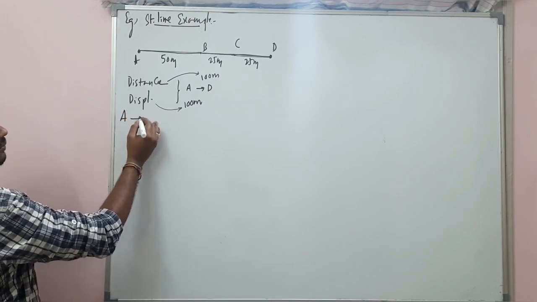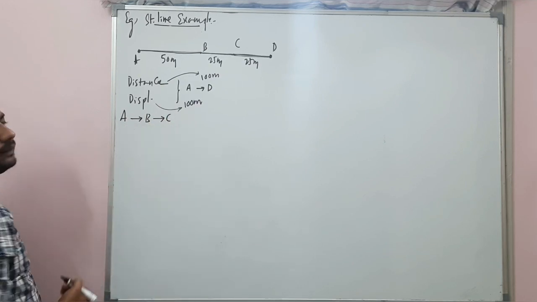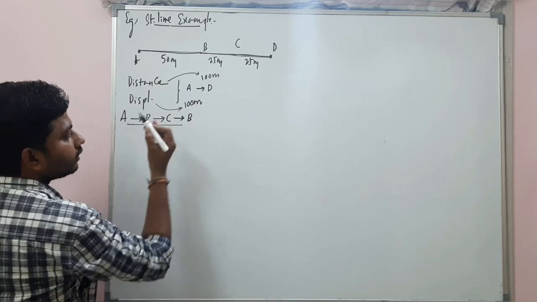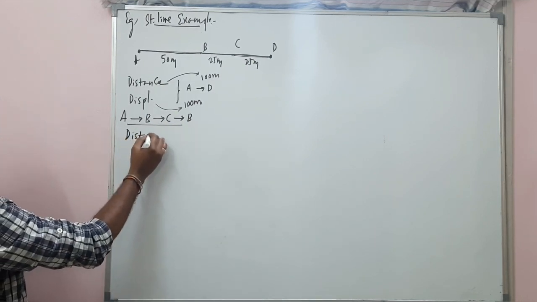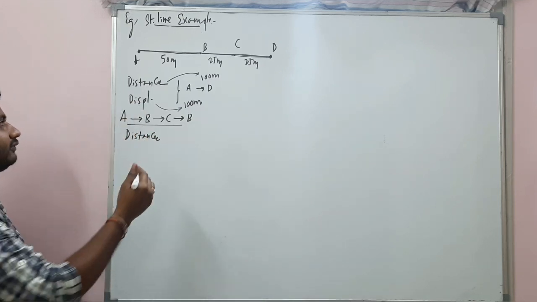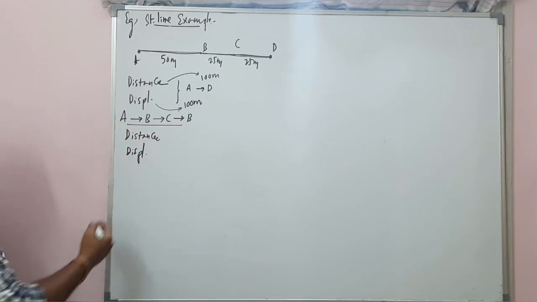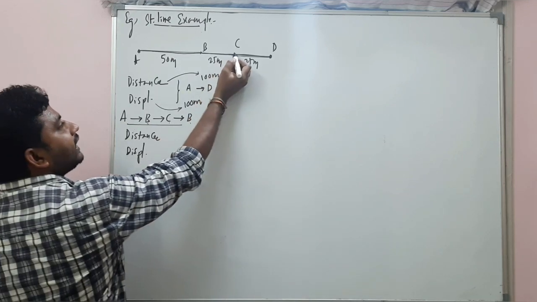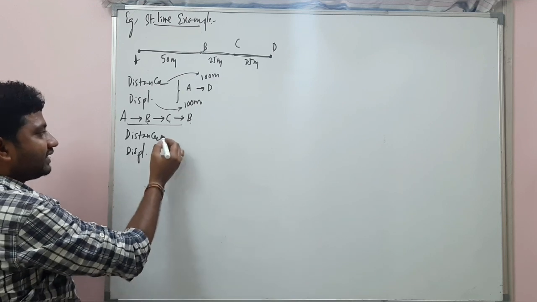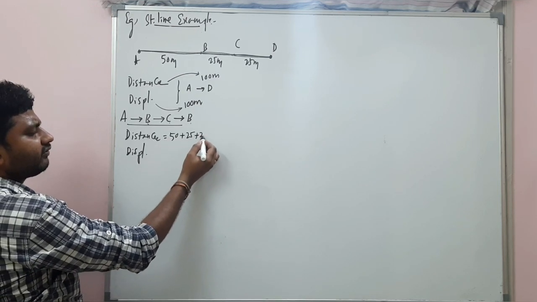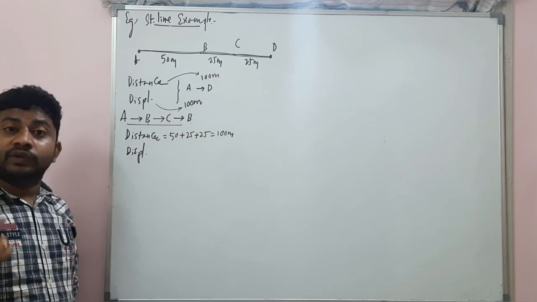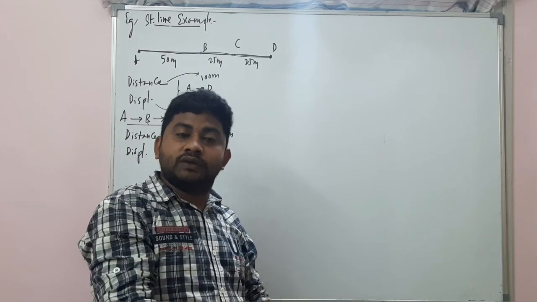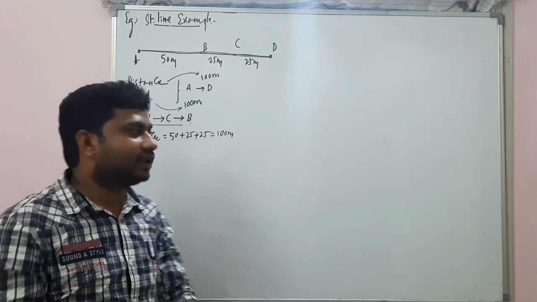Now find from A to B, B to C, and C to B. Look at the path carefully. What is the distance and displacement? See, so simple, slowly, step by step, we are increasing the level of the concept. Distance: A to B, 50, B to C, 25, that is 75, C to B, again it's coming back, 25. Distance is 50 plus 25 plus 25, it is 100 meters. Remember, what we are doing here is calculating the total path, irrespective of the direction, whether it is moving back or moving forward. That's 100.